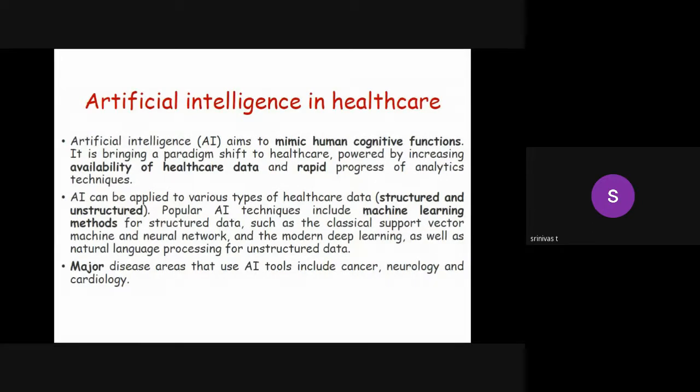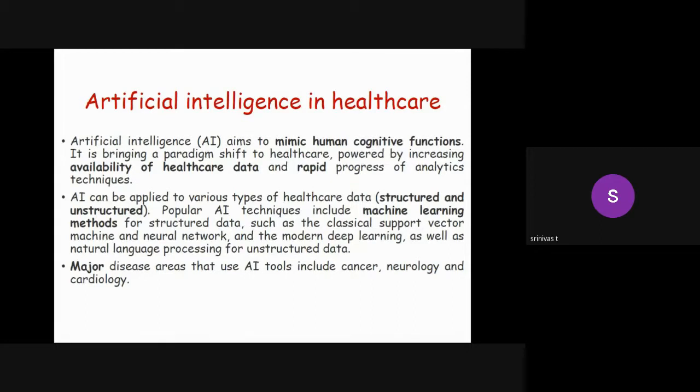Artificial intelligence aims to mimic human cognitive function. Why is it so powerful? This definition gives the answer: mimic human cognitive function. That's a very important term. When you are talking about AI, it is bringing a paradigm shift to healthcare, powered by the increasing availability of healthcare data and rapid progress in analytical techniques. That's the reason why it is progressing and why it is so adaptable: vast data is available and there is rapid progress in analytical techniques.